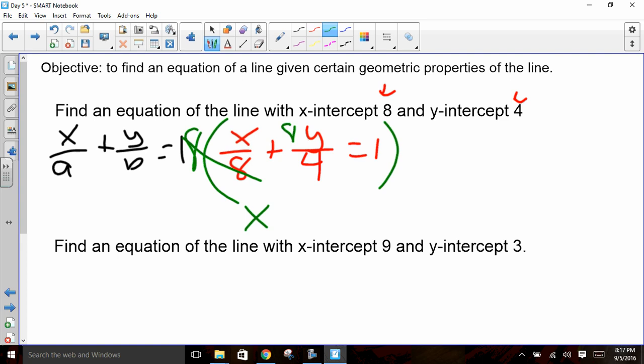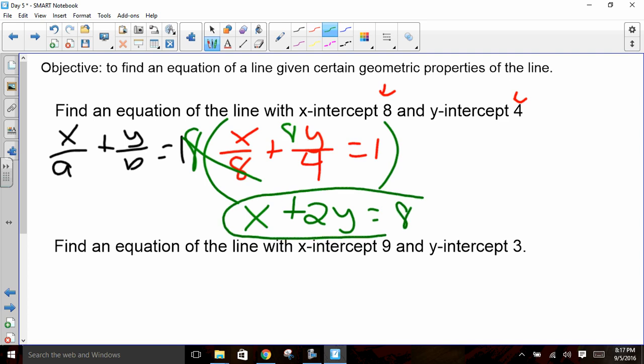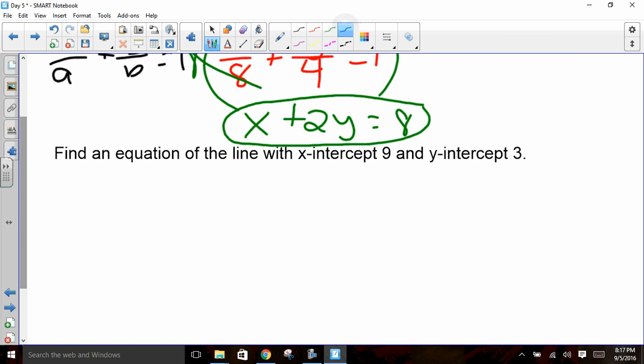Over here I have 8 divided by 4, which will give me a positive 2y. And then I have 1 times 8, which will give me 8. Now my equation's at least in the general form, which is better than still having fractions. Same idea. My x is going to go with my 9. My 3 is going to go with my y. I'm going to set it equal to 1.